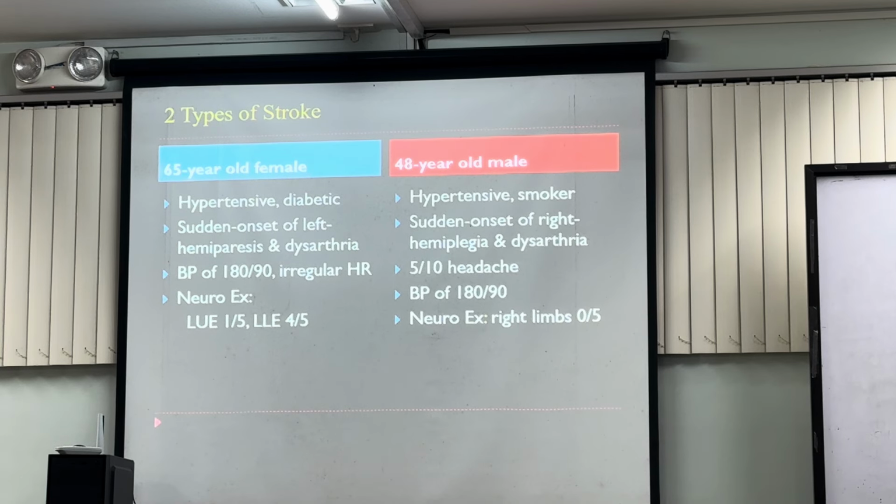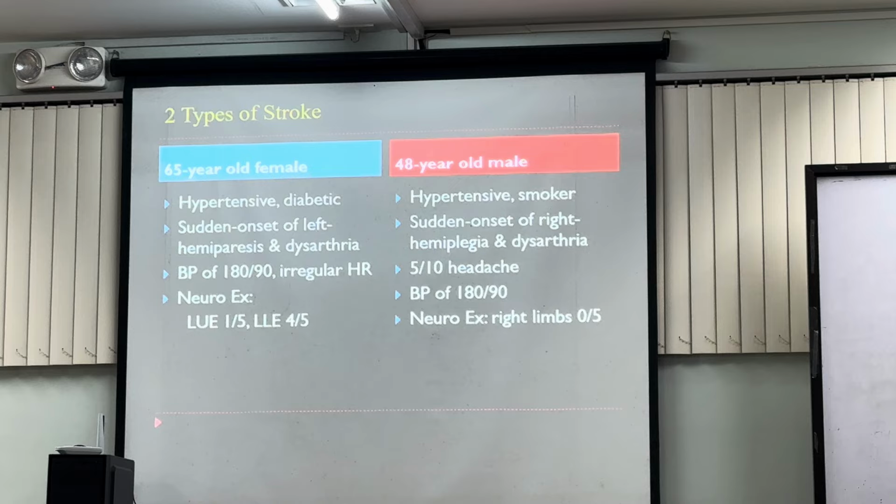Okay, 65-year-old female, hypertensive, diabetic, sudden onset of left hemiparesis and dysarthria. You have a stroke? There's a neurologic deficit, blood pressure 180 over 90, irregular heart rate. Neuro exam, the left upper extremity is 1/5, meaning it's weak, and the left lower limb is 4/5, less weak. The upper is weaker than the lower.